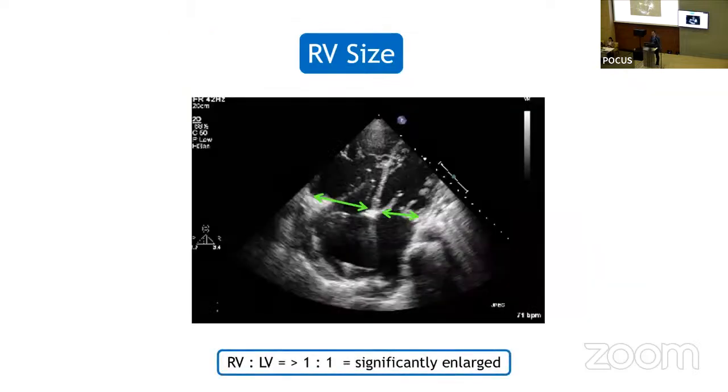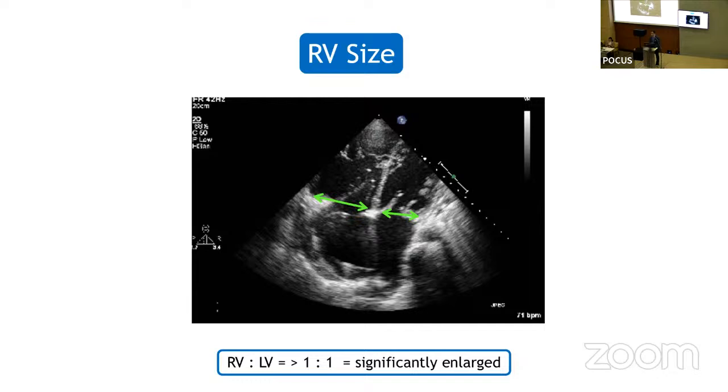And now you can see the difference. So do you think this is a normal RV? Who says this is a normal RV? Do you all agree it's abnormal?